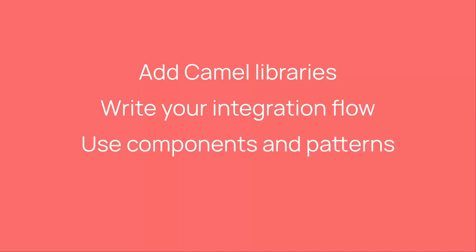When you're writing your routes, you decide which components you need, so which systems you're going to talk to, and you also decide which patterns you're going to use. And then finally, you start the Camel engine. You can do this either explicitly in code, or if you're using a framework like Spring or Spring Boot, then there's some code that will do that for you.